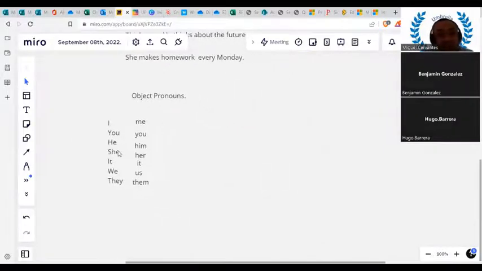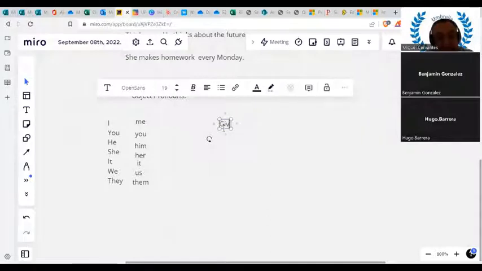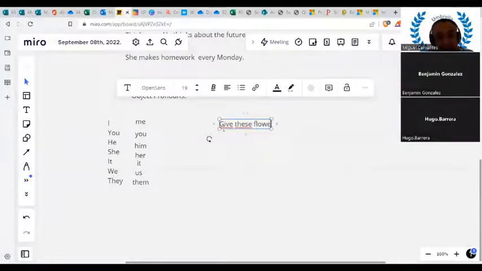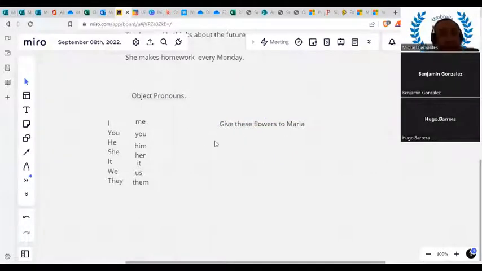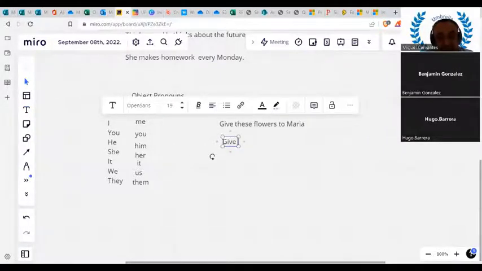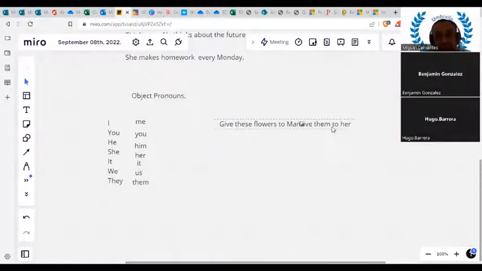Look at this. How do you use them? For example, you can say, give these flowers to Maria, okay? How do you change using object pronouns? For example, you can say, give them to her. Give them to her, okay? Look at this. Give these flowers to Maria. Give them to her, okay?